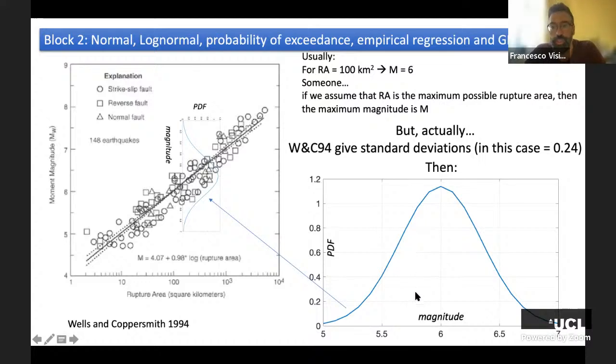So, for example, for a rupture area of 100 square kilometers, the PDF is this one, where around magnitude 6 there is a peak in the distribution. But this probability density function also covers other values. I tried to plot and rotate this PDF on the graph of Wells-Coppersmith, so probably you cannot read the numbers, but trust me that here there is the 6 where there is the peak of the distribution. And so these blue curves should represent the uncertainties in this empirical regression.